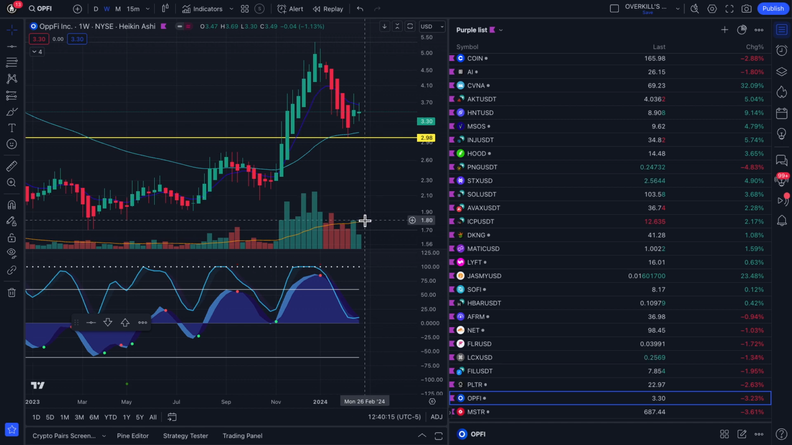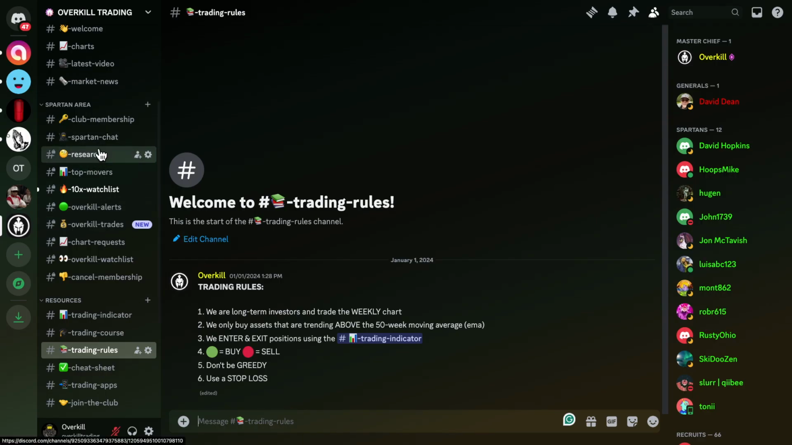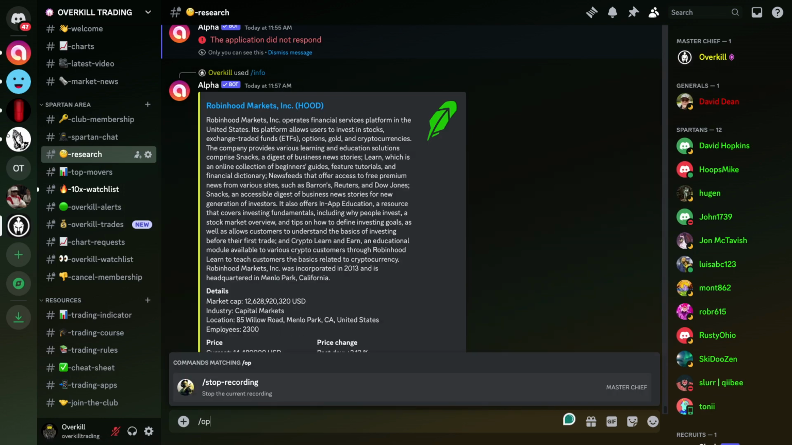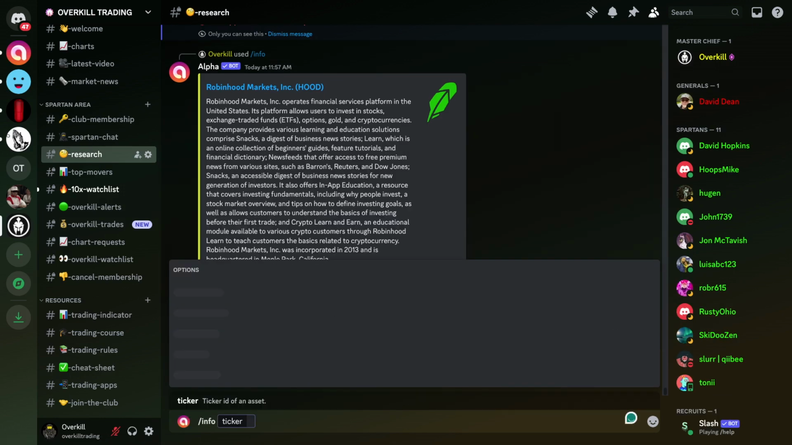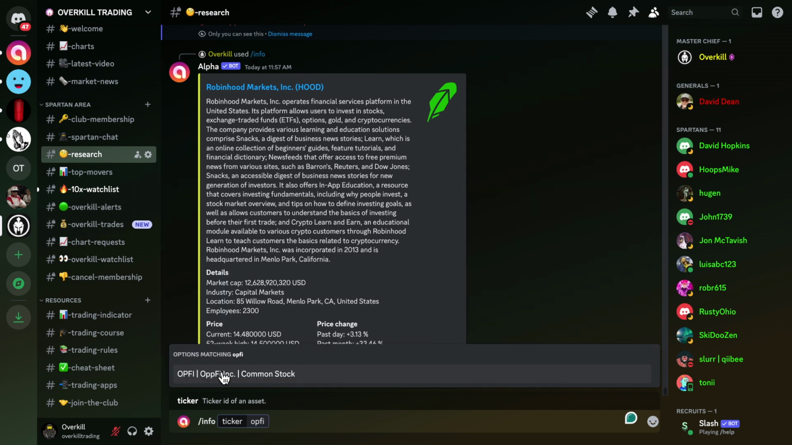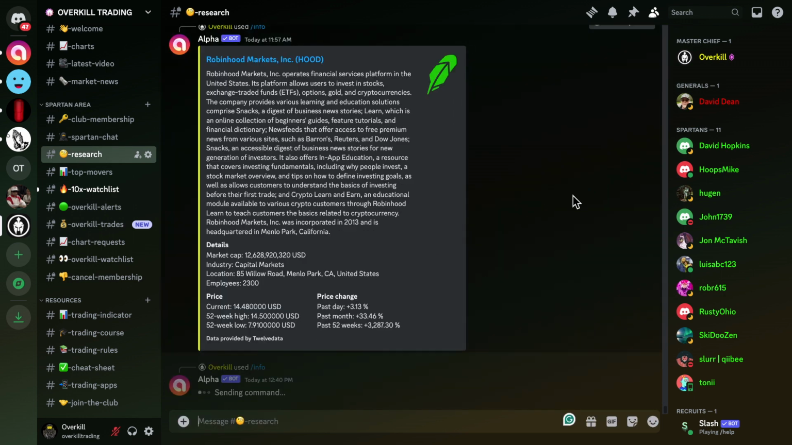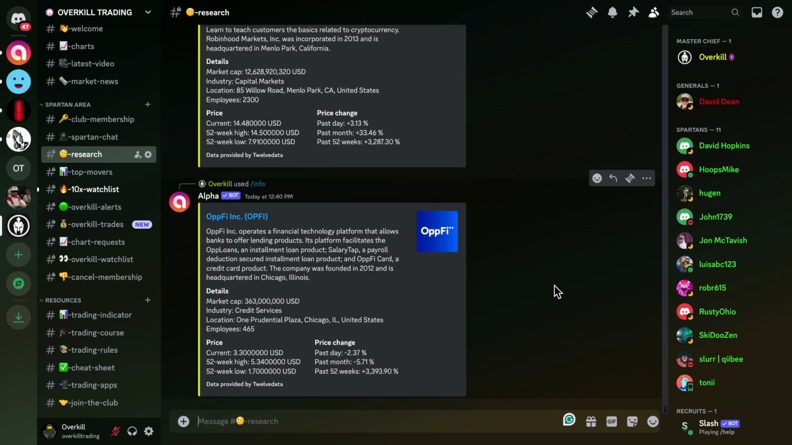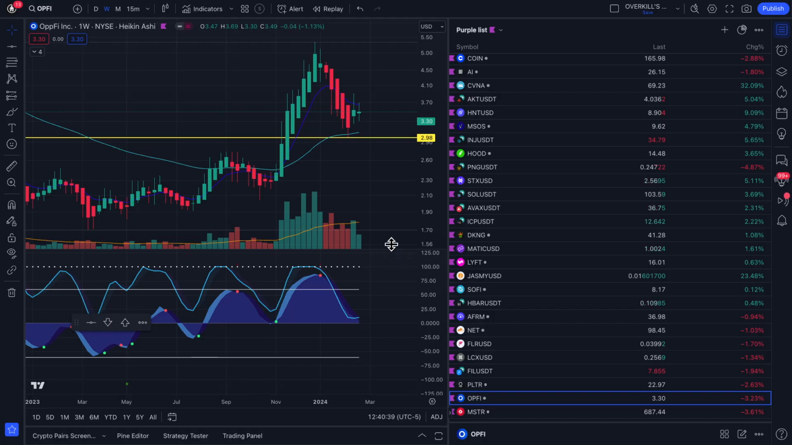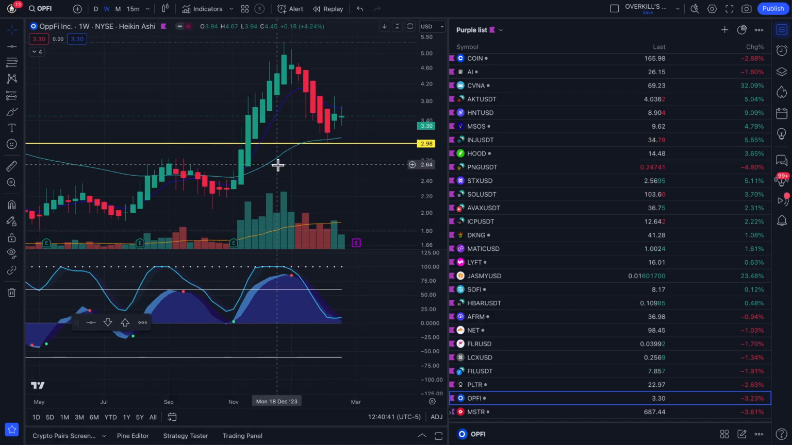OPFI. This one looks good too. I don't know what this one is. OpFi, we looked it up last week. Someone called this out in a chart request. Yeah, it's up 3,000% on the year. Not a very big market cap. It's 339 million for a stock, I believe. Yeah, it is a stock, and bouncing right there on $3.